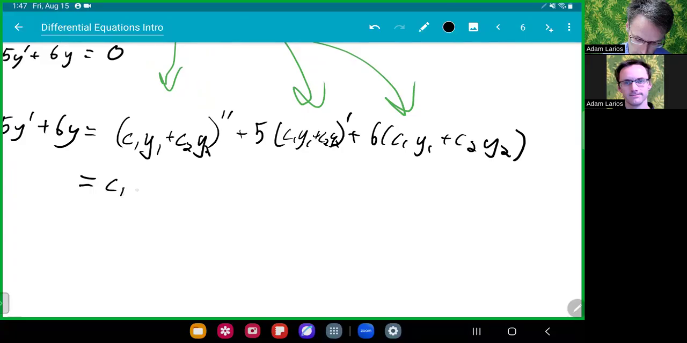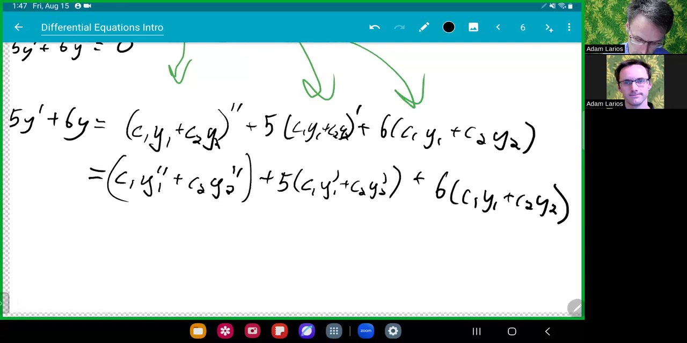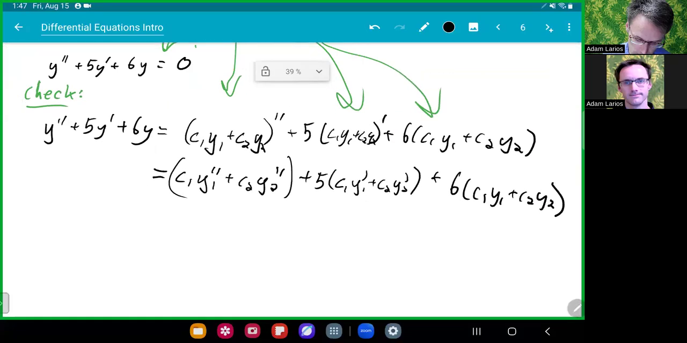So here we'll get something like C1y1 double prime plus C2y2 double prime for the first bit. Then we'll get 5 times C1y1 prime plus C2y2 prime. And the last bit doesn't change. This is just 6 times C1y1 plus C2y2. Now, hopefully this hasn't been too mind-blowing at this stage. We're just taking a suggestion for what a solution could be, that is C1y1 plus C2y2, and plugging it into the left-hand side of this equation.